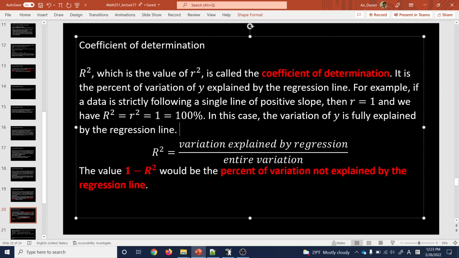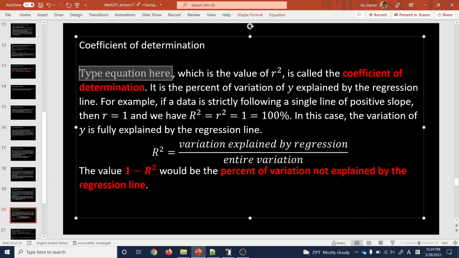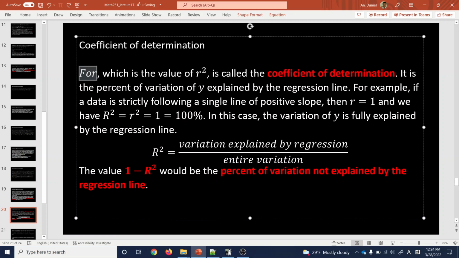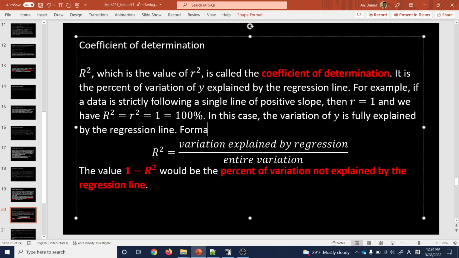So formally, r squared is this value, variation explained by regression, over the entire variation. And the value 1 minus r squared would be percent of variation not explained by the regression line.